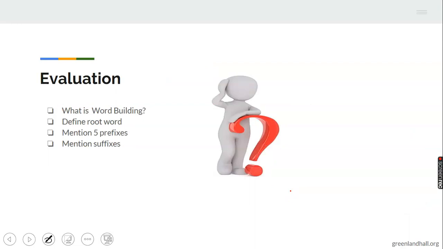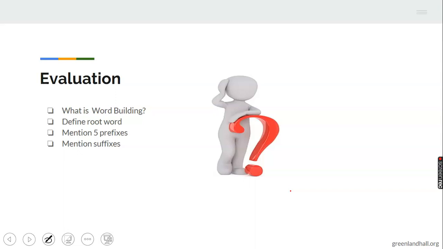Okay? Now let's come to the evaluation page. Let's see what we have been able to learn in today's class. Now the first question I will ask is, what is word building? Word building. You won't tell me the answer? Word building. Good. Now let somebody define root word for me. What is root word? Root word is what? Without prefix or suffix. Good.